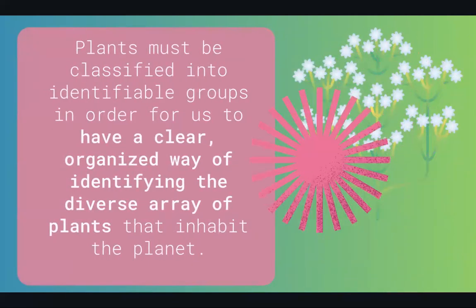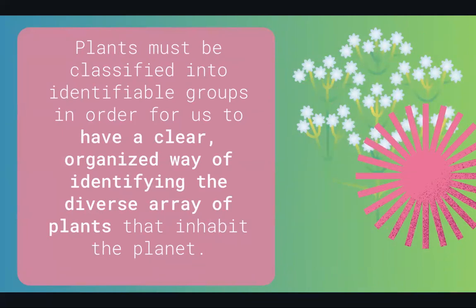All right, so plants must be classified into identifiable groups in order for us to have a clear, organized way of identifying the diverse array of plants that inhabit the planet Earth. So this goes to show that the purpose of grouping them, organizing them, is so we are able to identify the different characteristics of plants. There are millions of plants on Earth. And if we are not able to group them, we are not able to identify common characteristics.